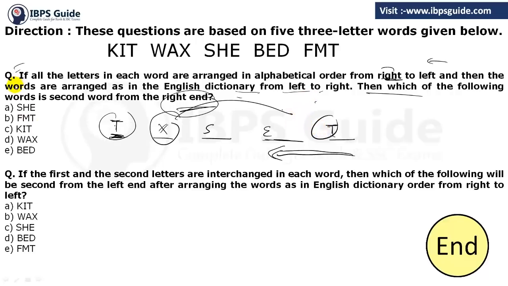So in this T we have K, because we have to arrange in descending order. In this T we have M. So what will come before X is T, but in T we have M, because K is on 11 and M is on 13. So TM will be arranged before. So our answer will be FMT. Clear? So option number B.